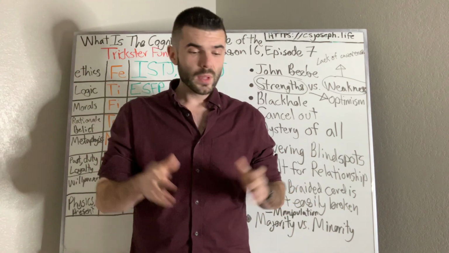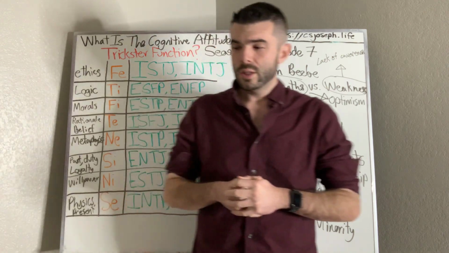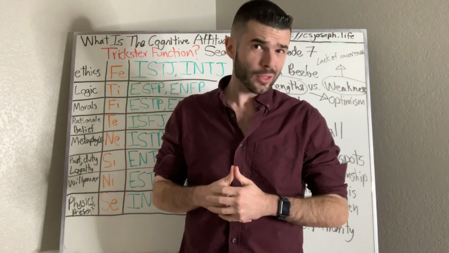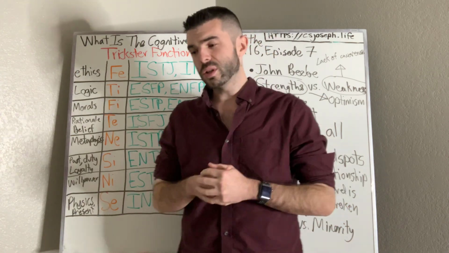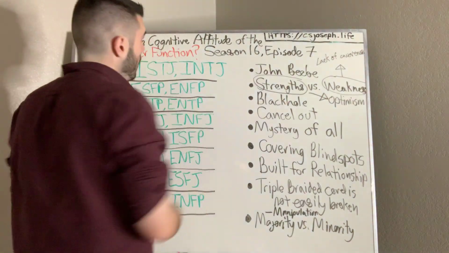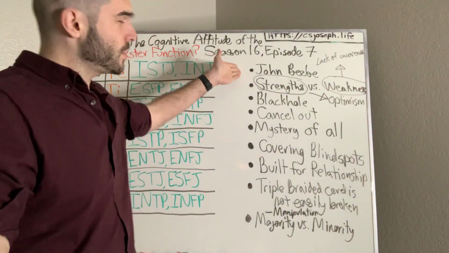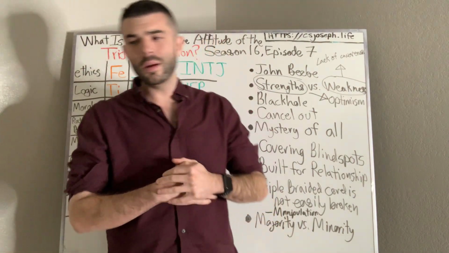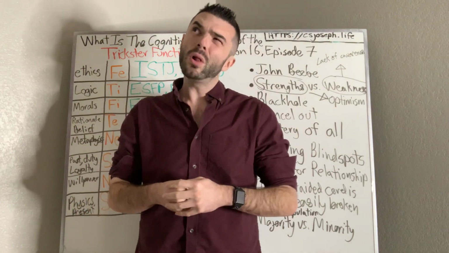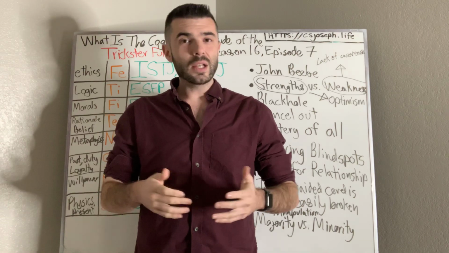So the Trickster Function, season 16, episode 7. What is the cognitive attitude of the Trickster Function? What is the Trickster Function and where does it come from? Well, it was best defined by Dr. John Beebe. Dr. John Beebe is the man, and Mark Hunziker actually wrote a book, I think he called it Depth Typology. A very excellent book.